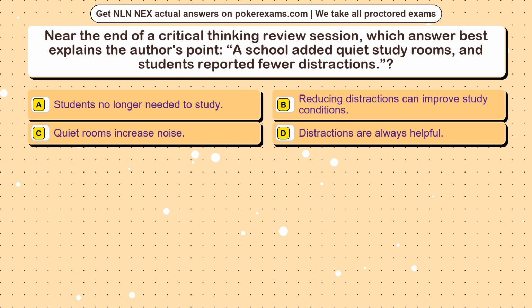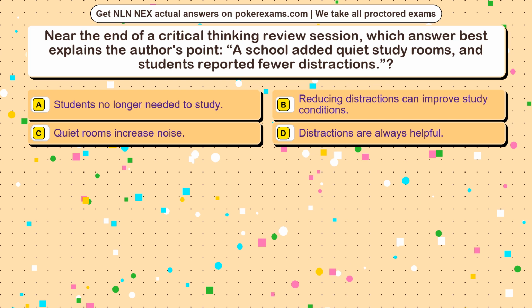Question 19. Near the end of a critical thinking review session, which answer best explains the author's point? A school added quiet study rooms, and students reported fewer distractions. Option A, students no longer needed to study. Option B, reducing distractions can improve study conditions. Option C, quiet rooms increase noise. Option D, distractions are always helpful.